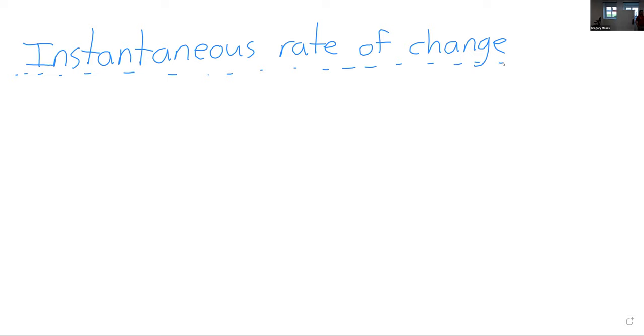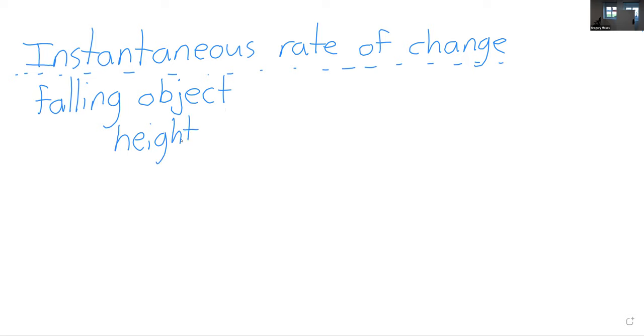And to see that, let's give a concrete example. Let's look at motion in a physical space. So I was saying that this is not a new concept and that I would give an example to illustrate that. Let's look at a falling object, and in particular, the height of a falling object above the ground. So you drop a rock off a cliff or something, and you look at its height. And we'll measure everything in meters.